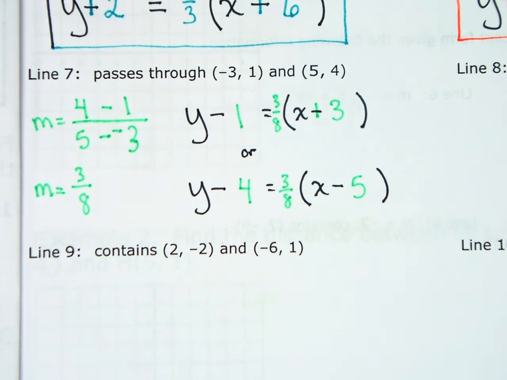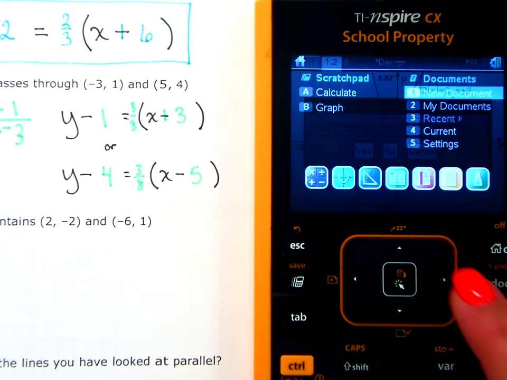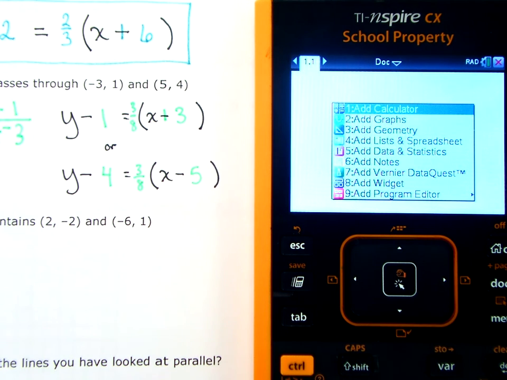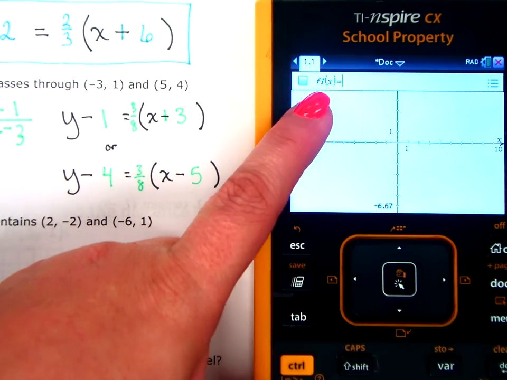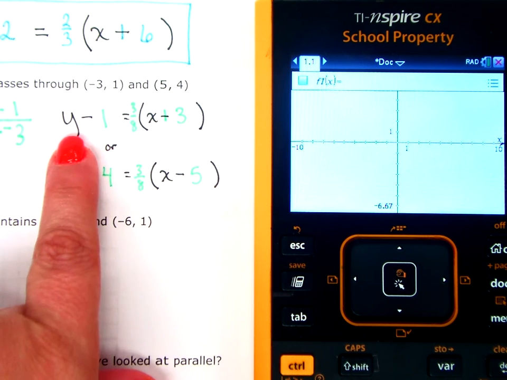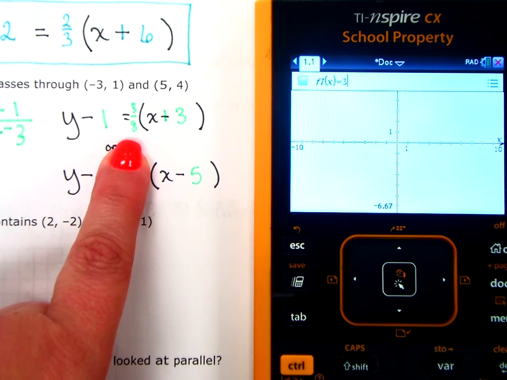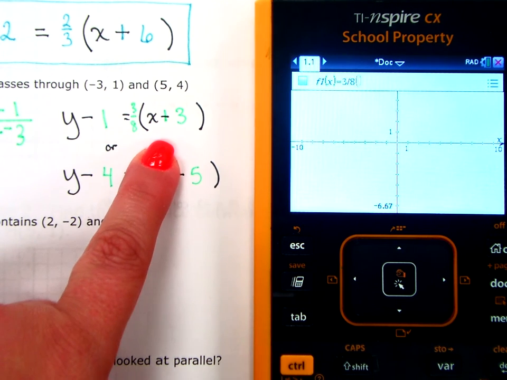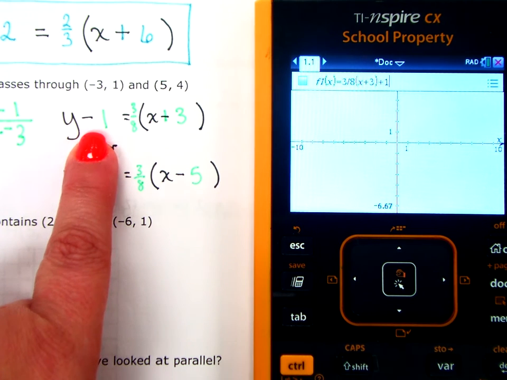If I were to graph both of those equations, let's look and see what happens. Graph those 2 different equations. So I'm going to get a new document. I'm not going to save the old ones. I want to graph. Notice this says f1 of x equals, that's your y, right? So if I were to just add that 1 to the other side, this would be 3/8 times x plus 3. Close my parentheses. So that's the right-hand side. And then if I just move this minus 1 to the other side, it's like adding 1.